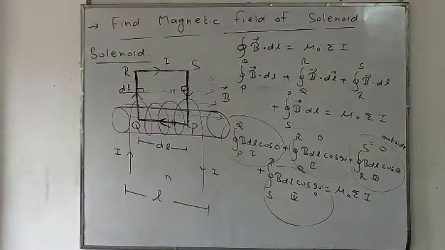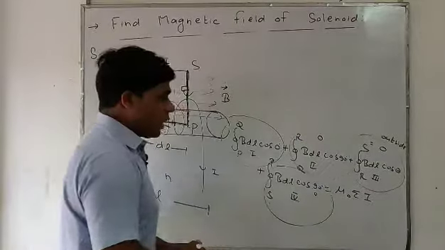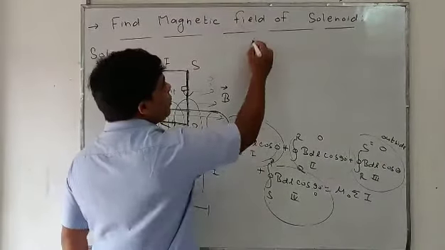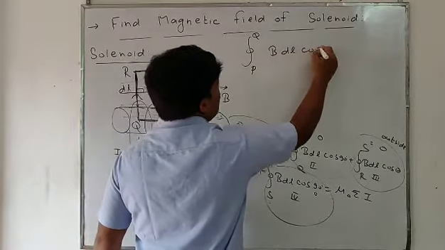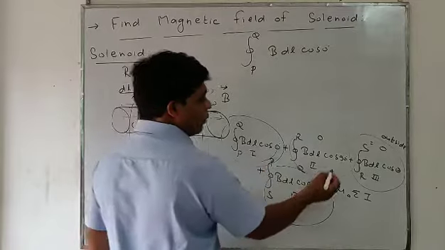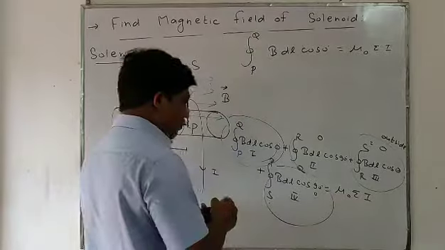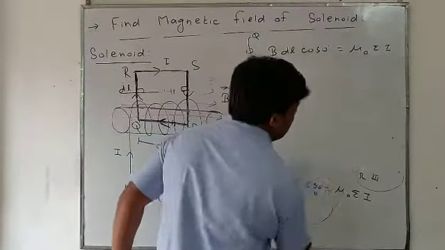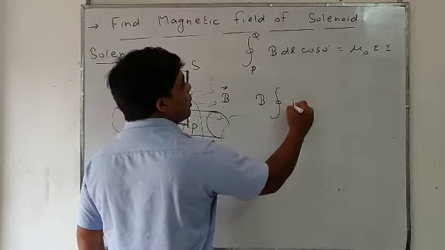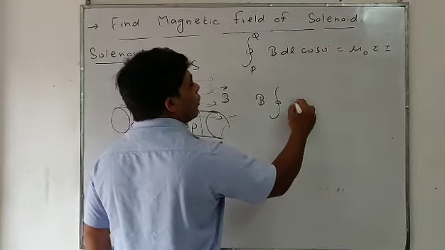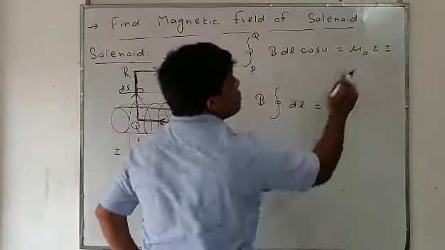So now you can take a screenshot, students. I am going to remove the upper portion. So what will we write, students? Look at this first portion. Only the first, P to Q, B dL cos 0. I am going to write, and mu naught sigma I. Now finally, cos 0 is 1, and B comes outside the integration of dL, and here we are having mu naught sigma I.